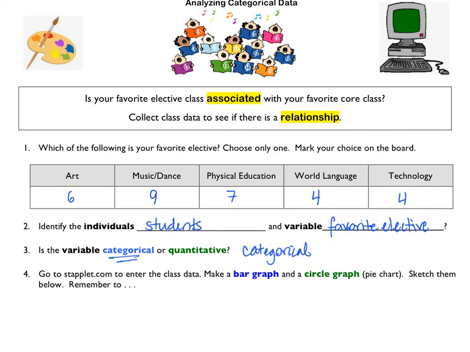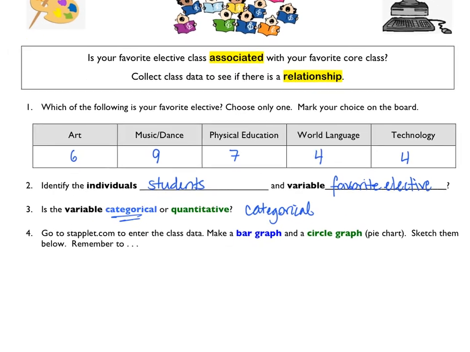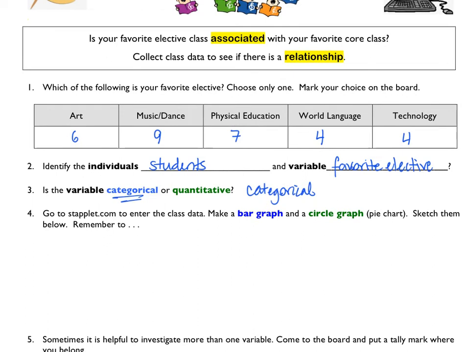You're going to go to statlet.com and enter the data from the table that we just created. From there, you're going to be able to make a bar graph and pie chart. So I'm going to write down the commands for you, and then you will be able to go to Statlet, and once you're done, you're going to draw the bar graph and draw the circle graph in the space indicated.